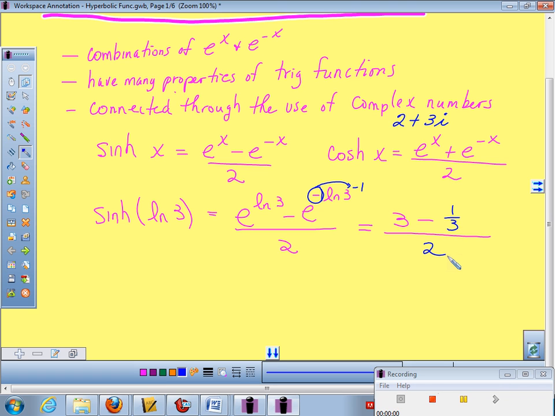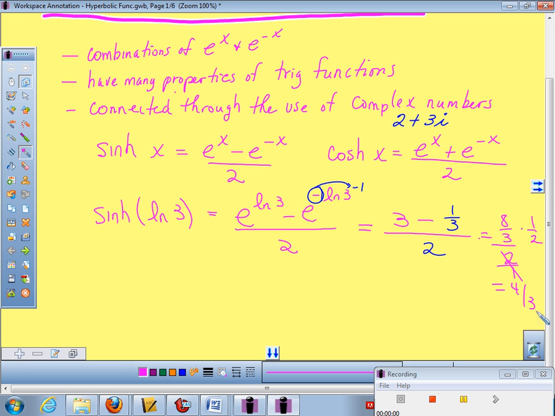Now, doing a little mental arithmetic, because we don't need a calculator for this, 9/3 minus 1/3 would give us 8/3. And if you divide it by 2, that's the same thing as multiplying it by a half, and so we would get 4/3. So our solution to that one would be 4/3.